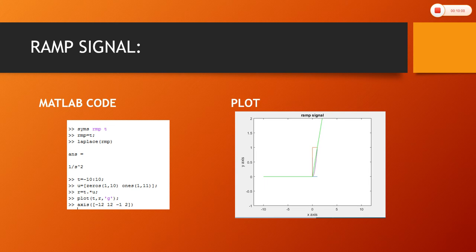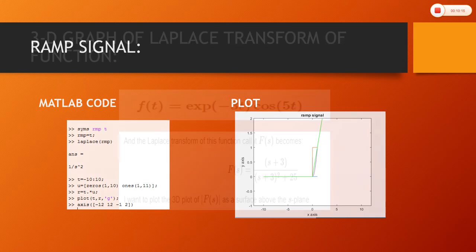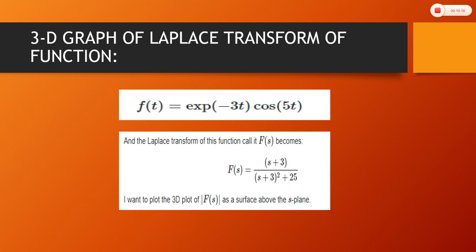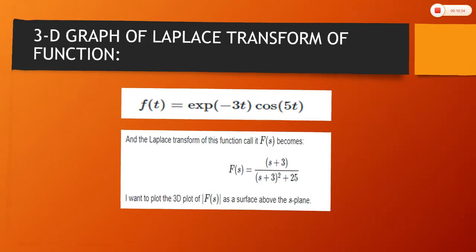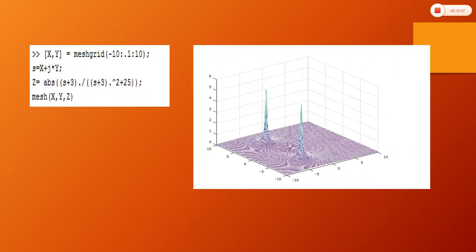And for the next, the ramp signal, its MATLAB code is also written over here, and I am also showing you the plot of the ramp signal. And these are some plots that can be found by using MATLAB. Now, by using MATLAB, we can also find a 3D graph of the Laplace transform of a function. This is a function, and now I have to find its 3D graph. Then what you do is you just have to type these commands that I mentioned over here, and these commands will give you the plot that is beside these commands.